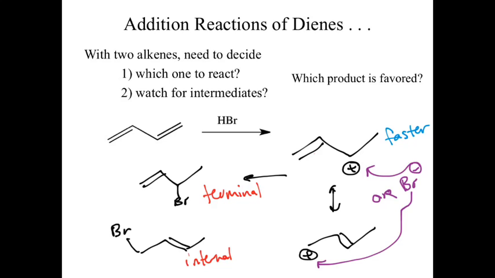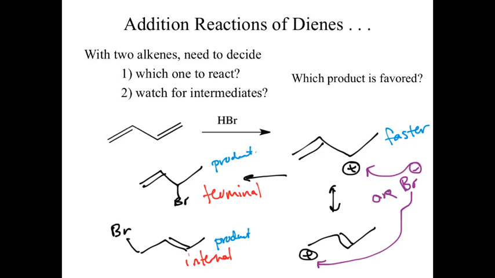So if we look at energy, we would expect our internal double bond to be our product. If we looked at speed, we would expect our terminal to be our product. Well, that gets a bit challenging. How do we know which product is favored? Well, what conditions control each of these things?